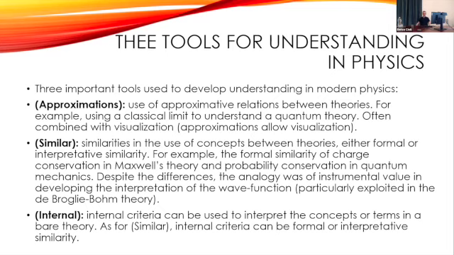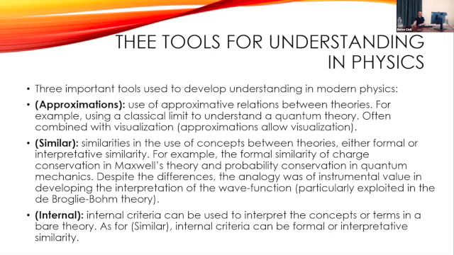Other tools are similarities between concepts, in the use of concepts between theories, and those could be either formal similarities or interpretive similarities. An example is the formal similarity of charge conservation between Maxwell's theory and other theories in physics, for example, probability conservation in quantum mechanics and the development also of the de Broglie-Bohm theory. There is that analogy between probability conservation and charge conservation. So those are formal similarities that also help you in developing new theories. I call them similarities because it's really a very broad form of comparison between 2 theories.